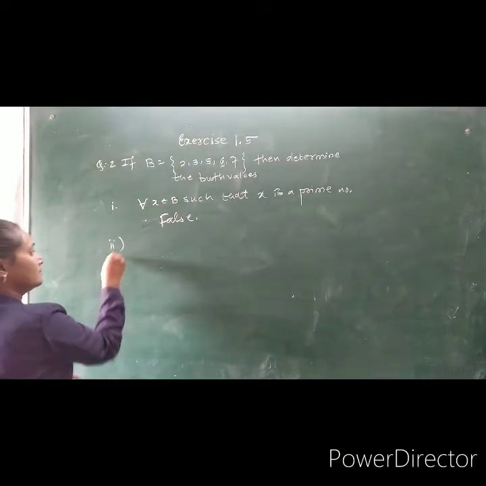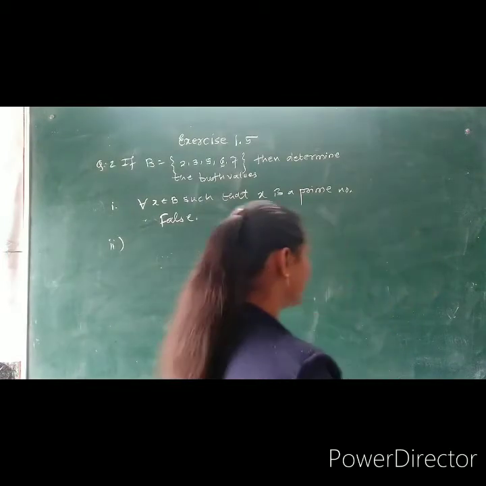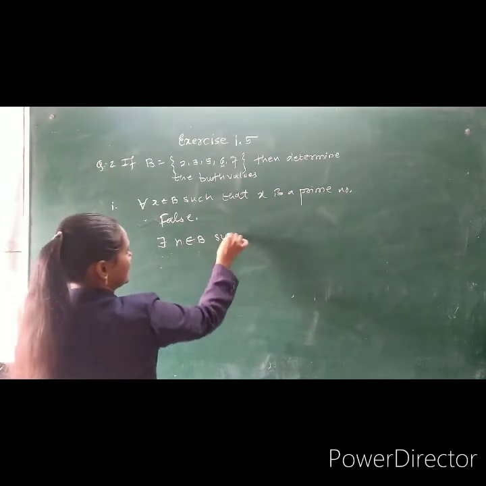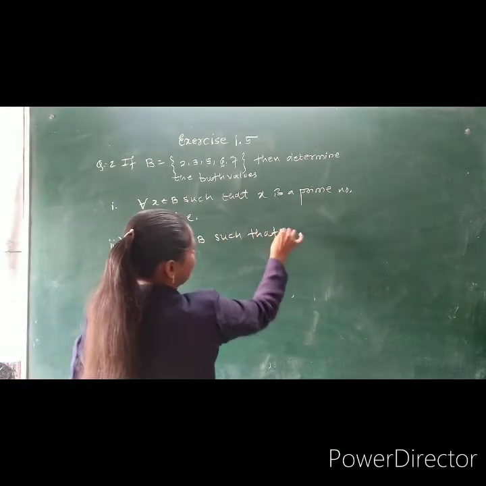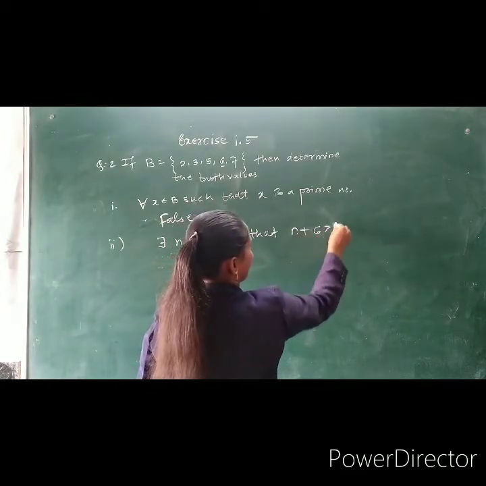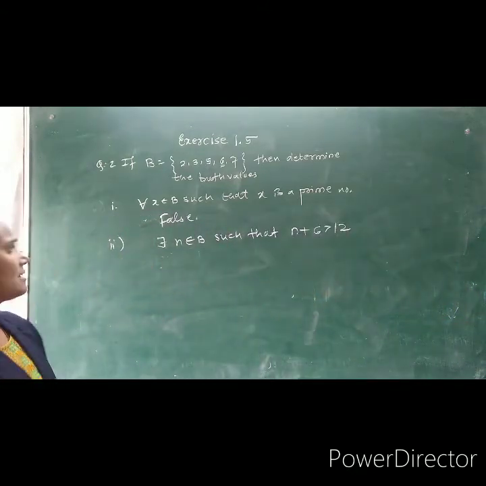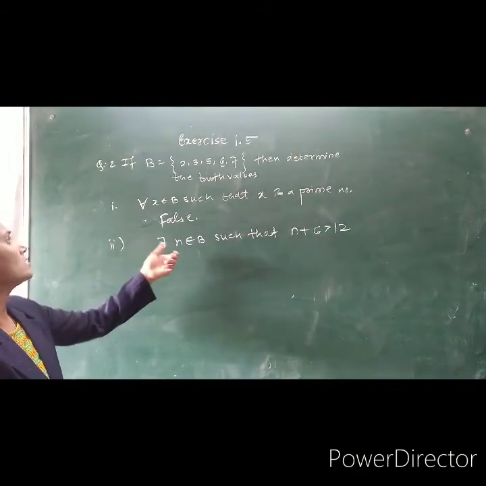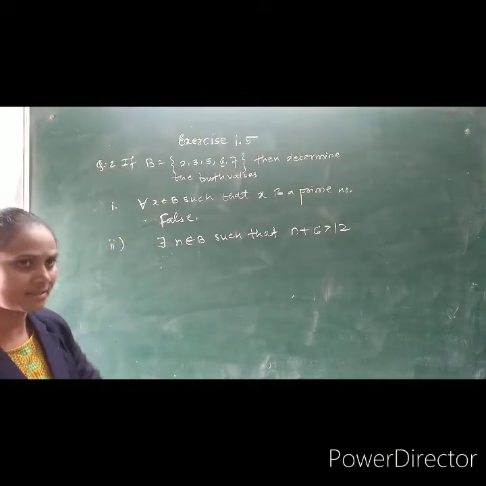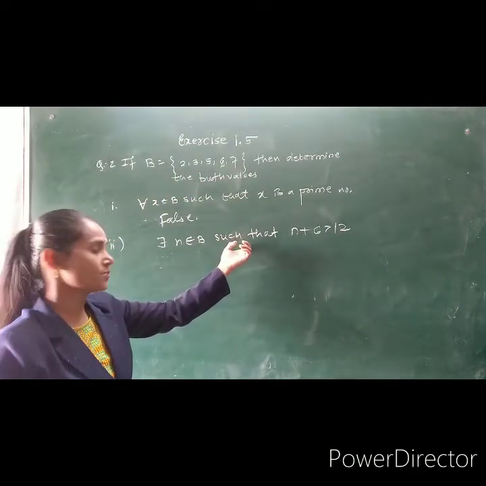Second: there exists n in B such that n + 6 > 12. There exists n in B means not for all, but for some value. There exists some value for which this statement is true.